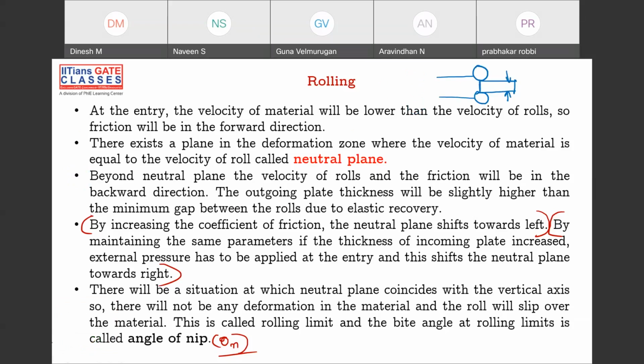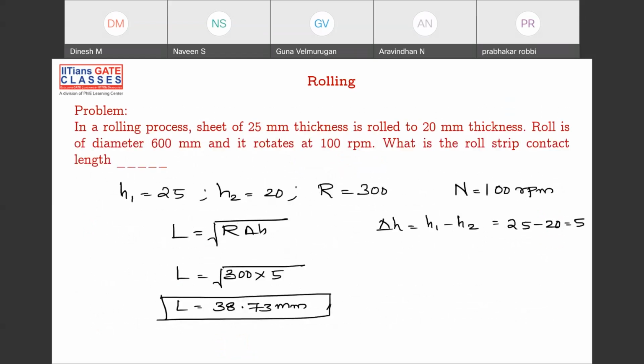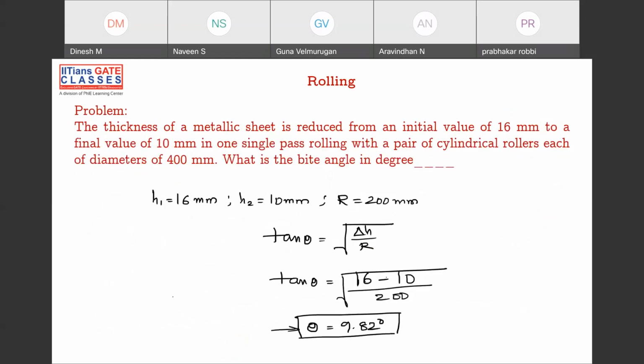But no. Because of elastic recovery, it won't come out like this. It will come out a little larger, a little bigger, because of the elastic recovery of the material. So the thickness will be a little higher, but we are not considering this in our calculations. But in reality, this will happen. Okay, fine. These are some problems, and we can discuss these problems as we keep moving.